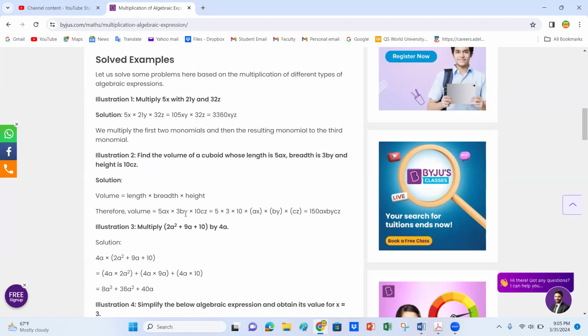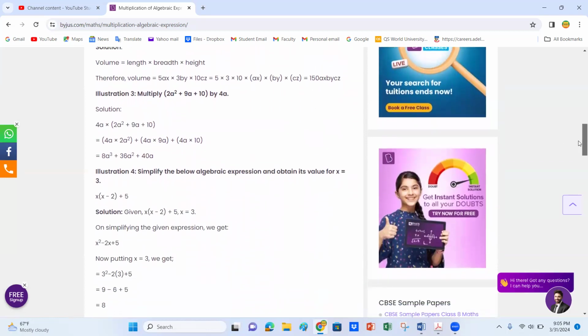And the letters a, b, c, x, y, z, alphabetically we will write in ascending or descending order, like a, b, c, x, y, z. Basically, it is best that they are in alphabetical order.